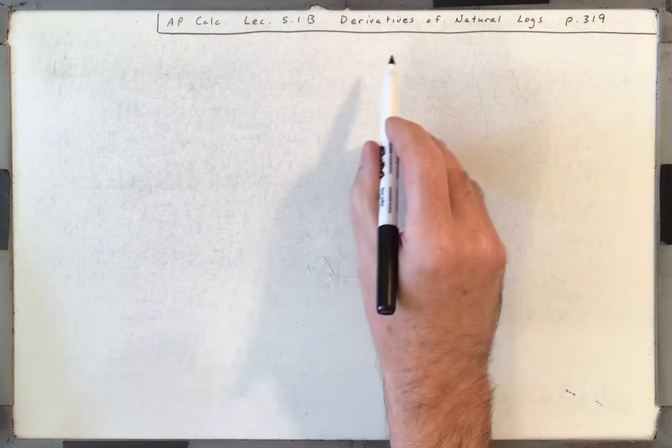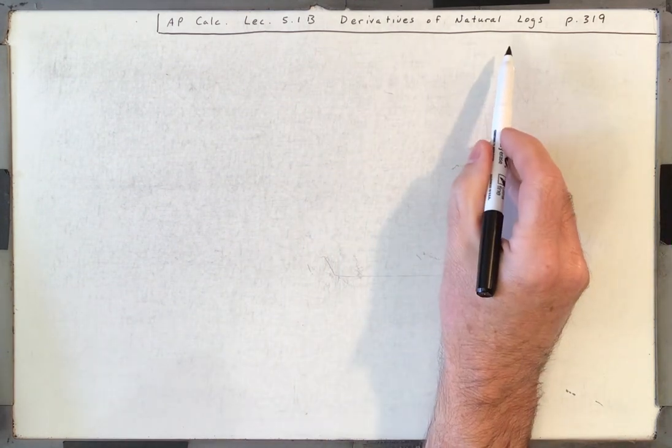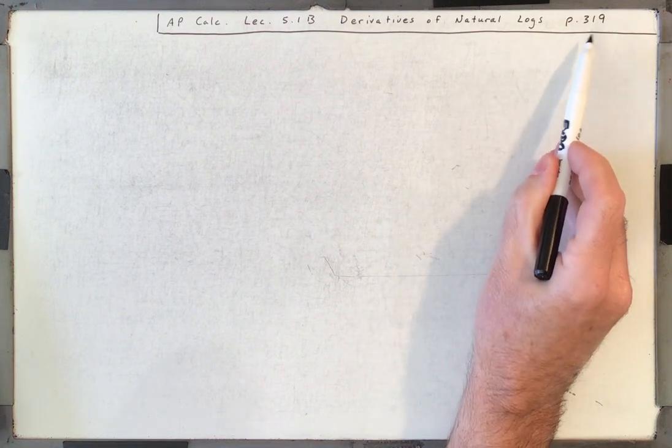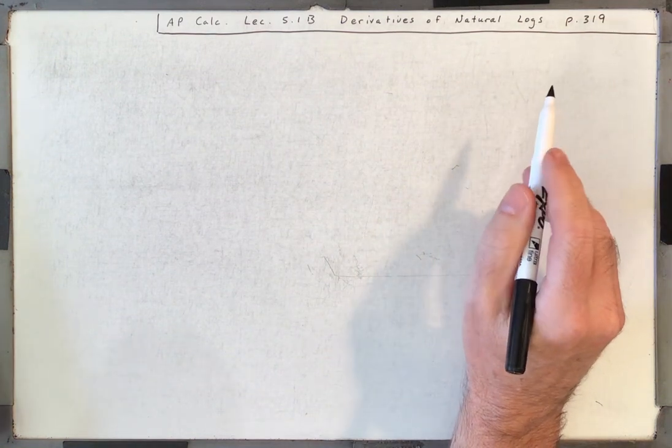Hello and welcome to AP Calculus Lecture 5.1b. All right, where we're going to take derivatives of natural log functions, and some of our examples are going to be on page 319 if you want to open up there.